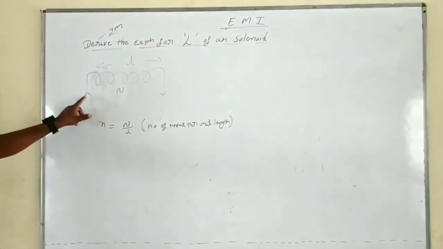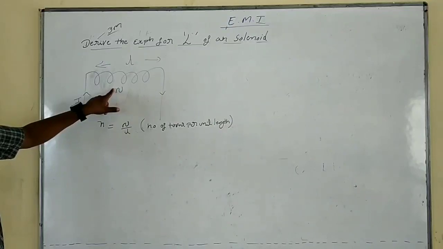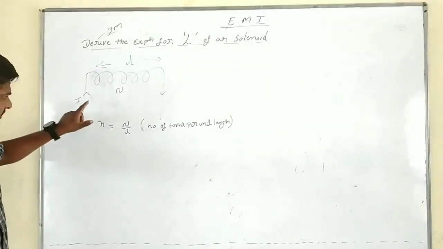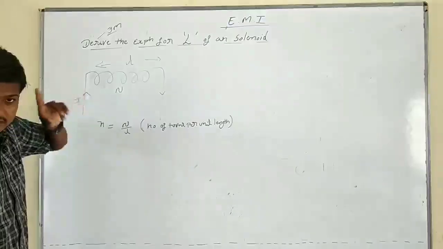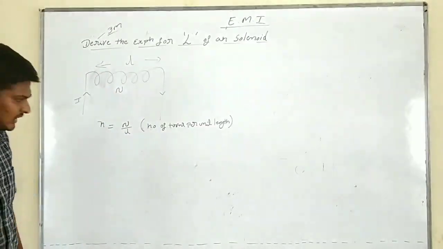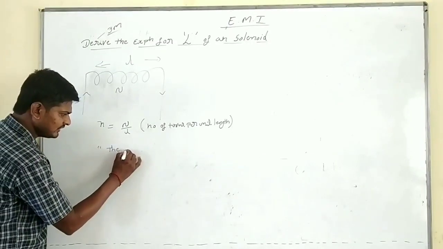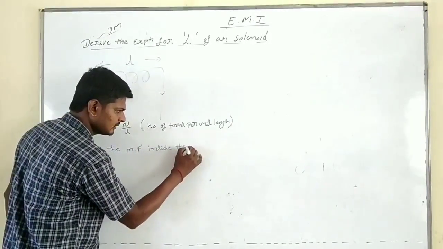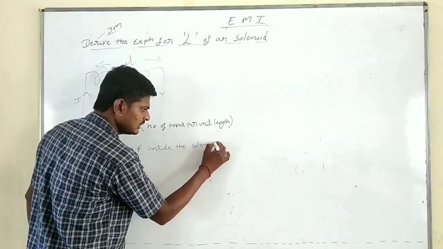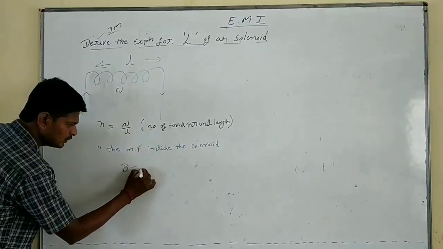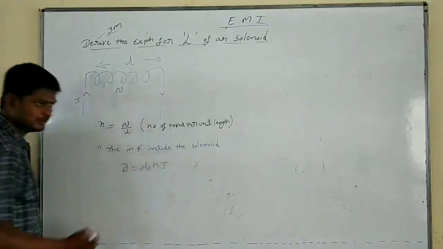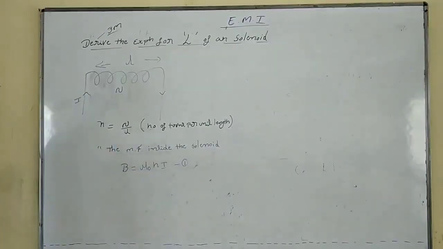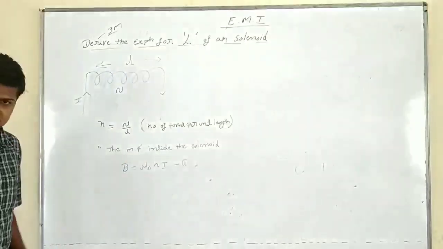Now what will happen when current flows in the coil? It produces a magnetic field. In moving charges and magnetism, according to Ampere's circuit law, we derived the expression for the magnetic field inside the solenoid. The magnetic field inside the solenoid, that is B, is equal to mu naught n I. This is equation 1. Remember, moving charges and magnetism.